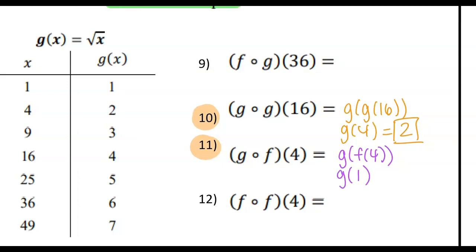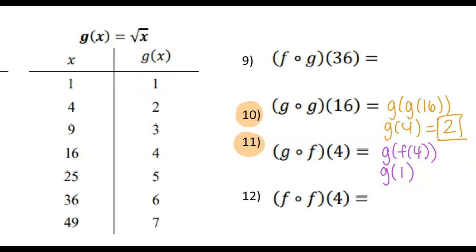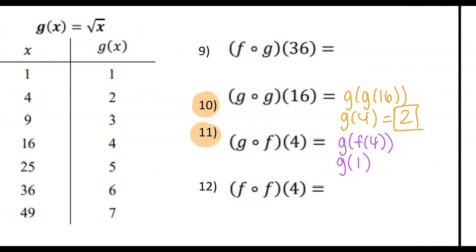Now what are you going to do, Caitlin, for G of 1? You're going to look at the table and... Which table? G of x. Okay, so this table. And what is G of 1? 1. G of 1 is just 1. So it ironically is the exact same number. It won't always happen that way, but for this one it does. Guys, that's all you're doing.